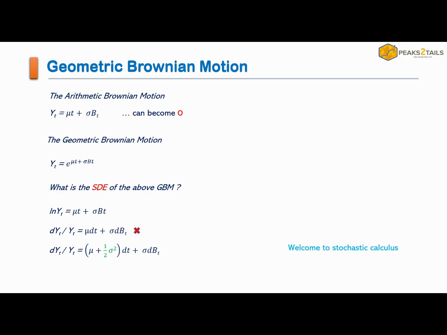Welcome to the stochastic calculus. We'll look at Ito calculus, Ito lemma, and other theorems, which will help us move seamlessly back and forth between the process and SDE. Before we go there, let's look at an Excel animation for the geometric Brownian motion.